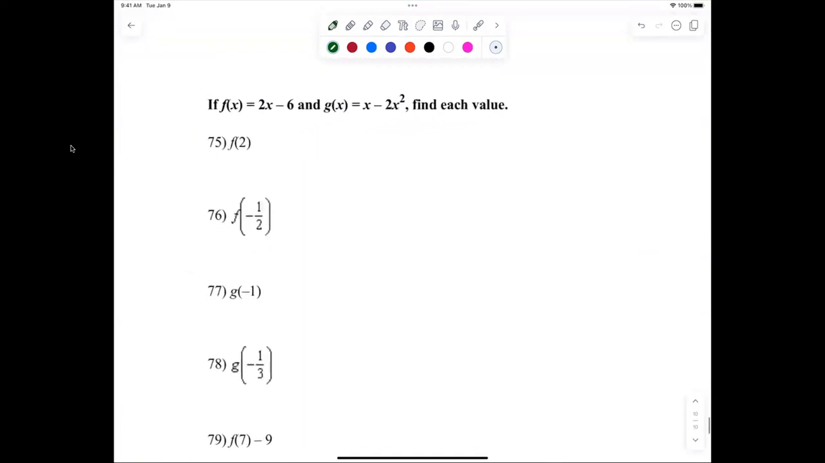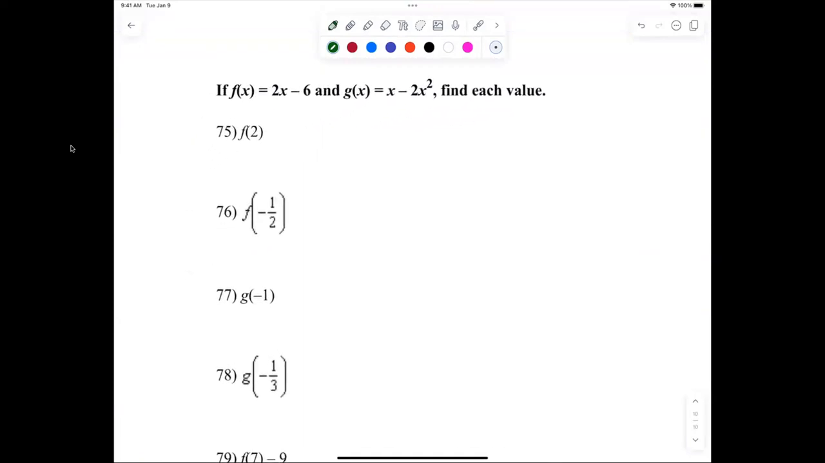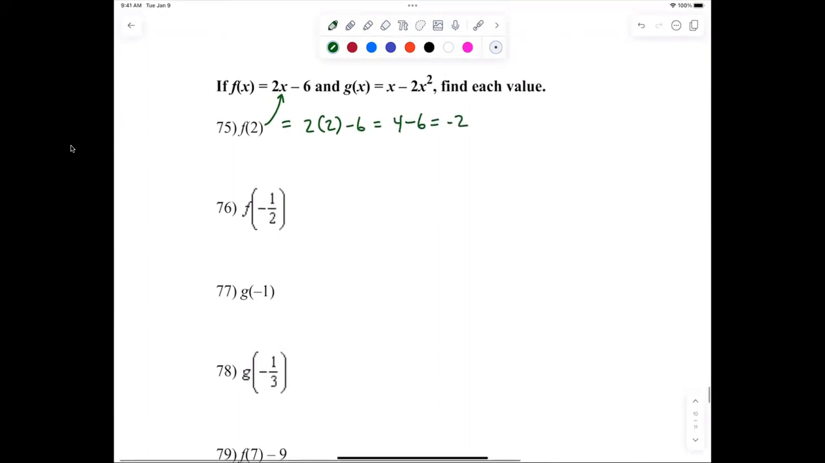Okay, how do I find f of 2? Tell me. That's right. Very good. No, you can just write -2. I was just making that very good though. All right, g of -1. Who's got g of -1?